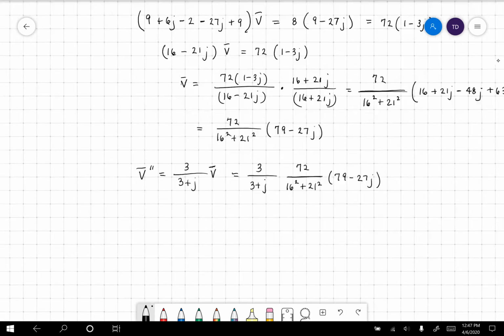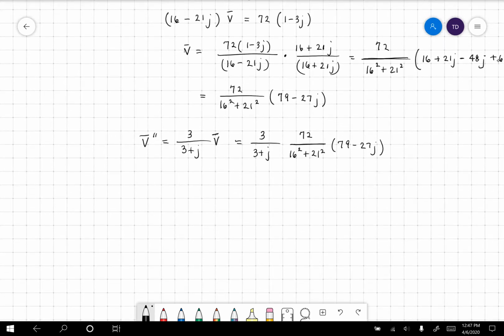Tell me what last two steps I need to take here. What are my two last steps? Get 3 plus j out of the denominator. Excellent. So I'm going to multiply by 3 minus j over 3 minus j. And so when I do that, it's going to give me this times this is 3 squared plus 1 squared. That's 10. This number I still haven't calculated yet, 16 squared plus 21 squared. It's just a real number. Just don't forget that. It's a real number.